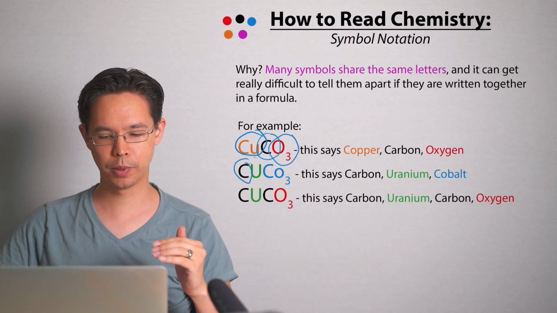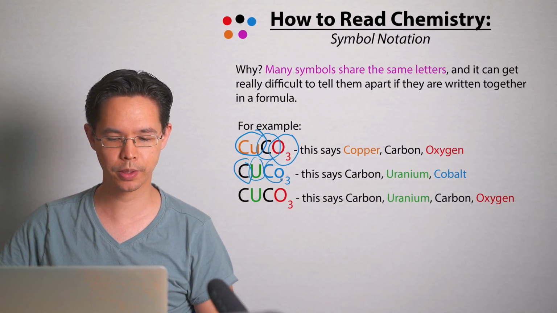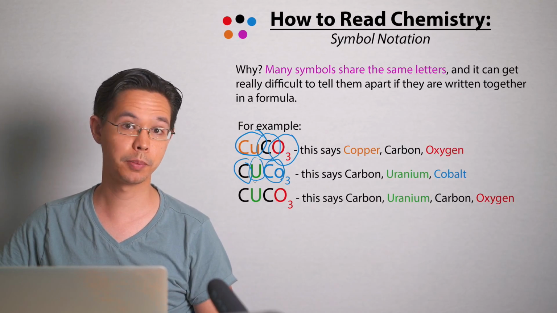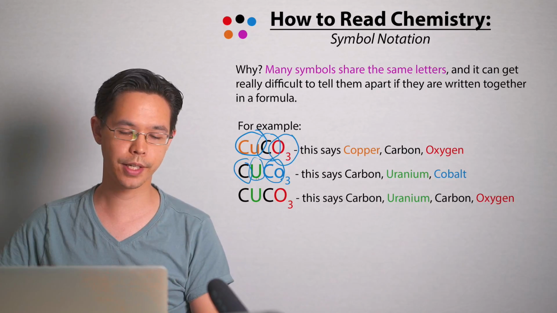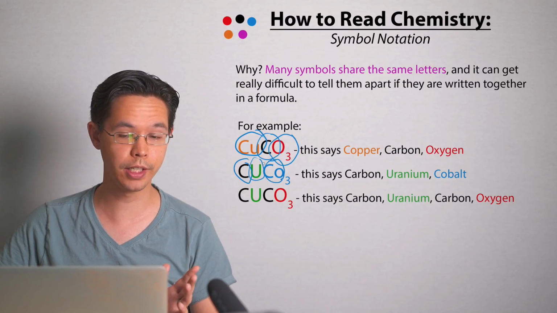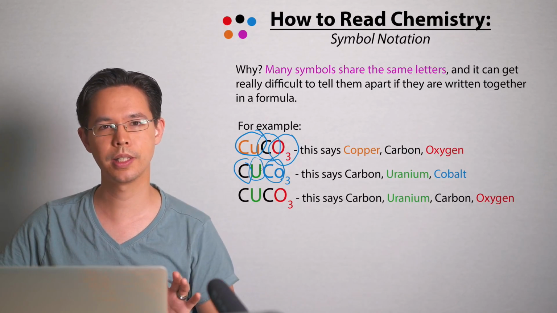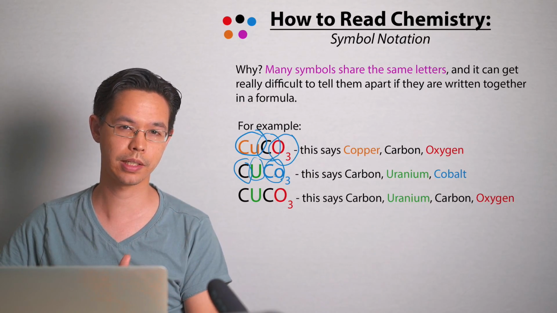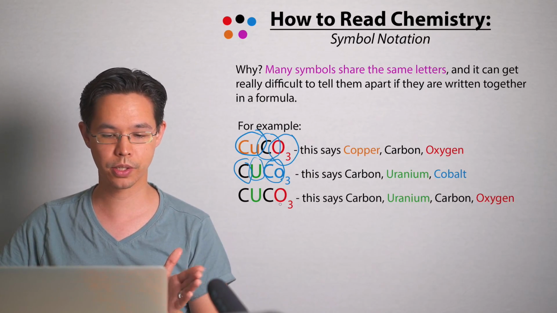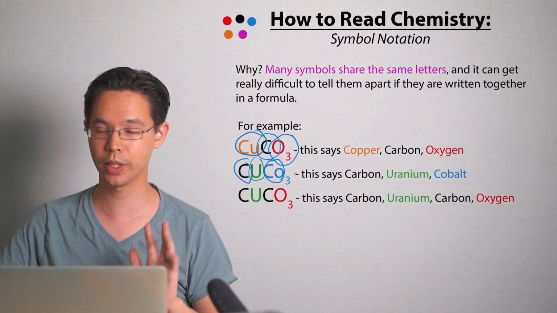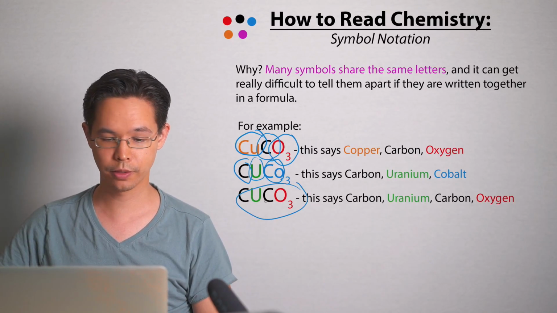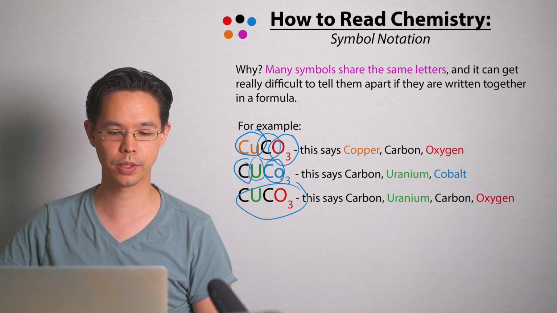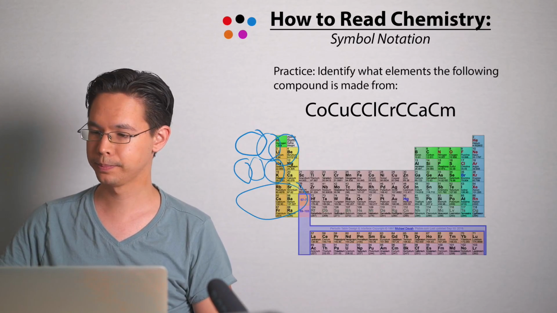Now, if we look at the example below that, we've got capital C, capital U, capital C, followed by lowercase o. And that breaks down completely differently. So we've got carbon, uranium, and cobalt, completely different elements. Okay, it's so important that we get our capital and lowercase letters correct because they can look very similar to each other and we can get very confused. And obviously the last example, I've got carbon, uranium, carbon, and oxygen.